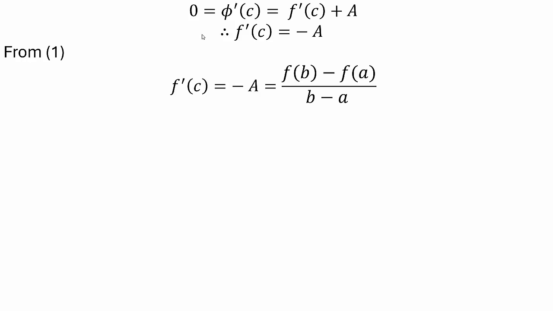From 1, we know that minus a equal to (f of b minus f of a) divided by (b minus a). Therefore, we will get f dash c equal to (f of b minus f of a) divided by (b minus a). This completes the proof of Lagrange's mean value theorem.